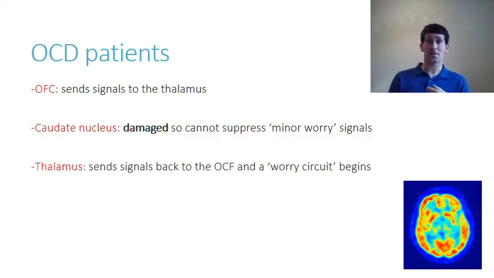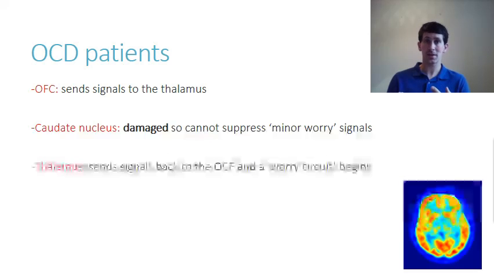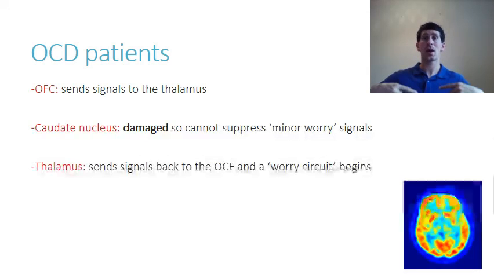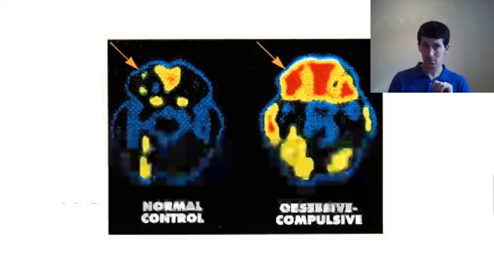And what happens is the thalamus has to act on all of these messages now. So every little bit of dirt, the thalamus is now having to act, having to wash your hands as a result of it. And this starts to cause a worry circuit in your brain, because the OFC will keep sending messages. They go through the caudate nucleus, go through to the thalamus, you act on it. And this continues over and over again. And this is one of the potential reasons why people might have OCD. It's a damaged caudate nucleus.